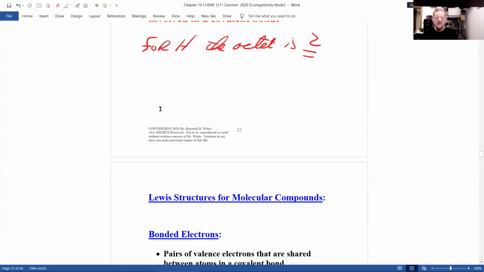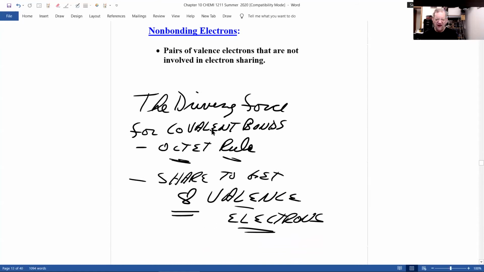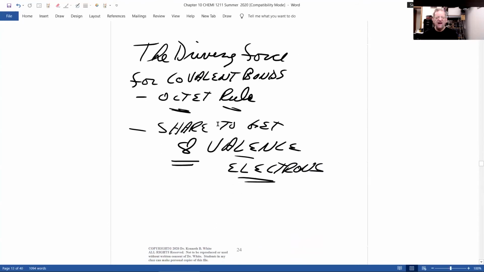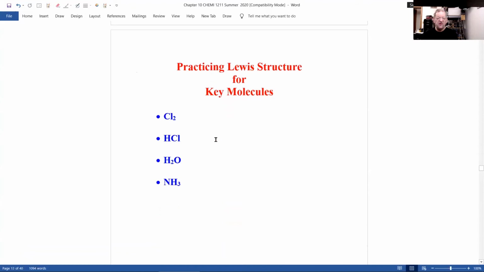All right, let's see what this means. Again, the driving force is atoms of elements in covalent bonds share pairs of electrons to get 8 valence electrons. So let's practice the Lewis structure for key molecules. Let's take a look at chlorine.